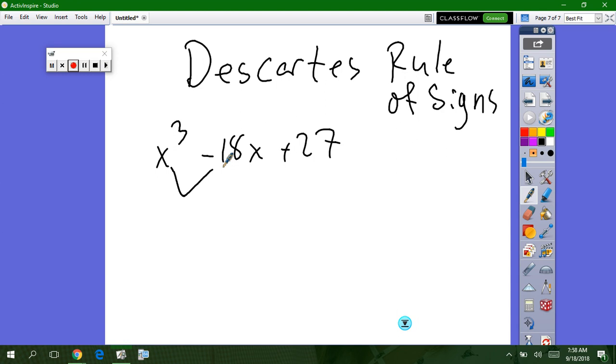Okay? How about from here to here? That's a sign change. So how many sign changes did we have? 2. So ladies and gentlemen, we will have 2 or 0 positive roots. Can I ask how many positive roots did we have? We had 2, didn't we? Let me explain why.